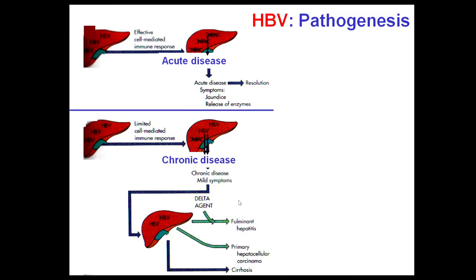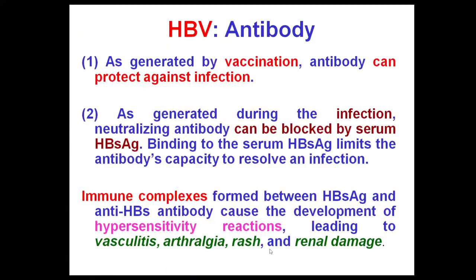If we have co-infection or superinfection of this carrier with the hepatitis D virus, the so-called delta agent, it may most commonly cause fulminant hepatitis. But even the persistence of hepatitis B virus in the liver may cause cirrhosis and primary hepatocellular carcinoma. That is the most common.